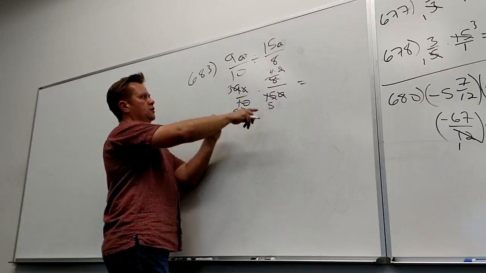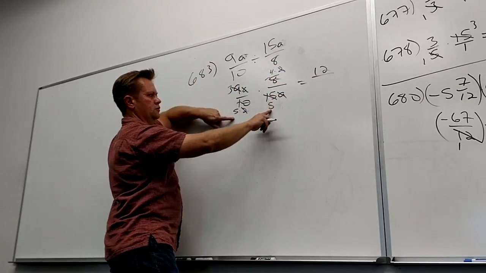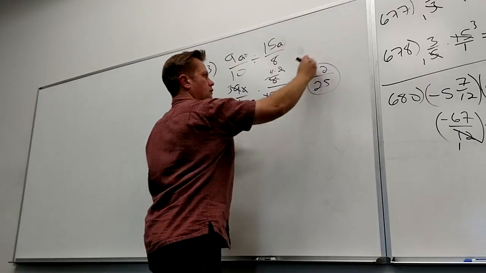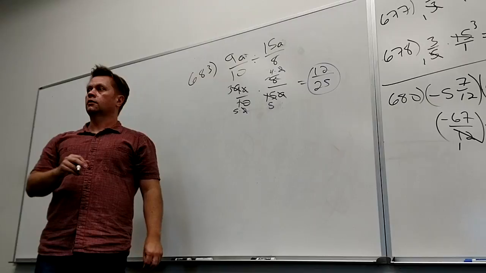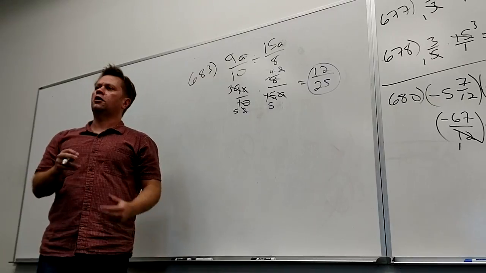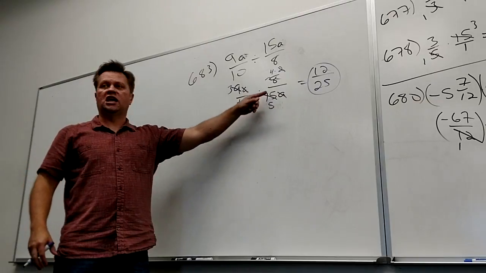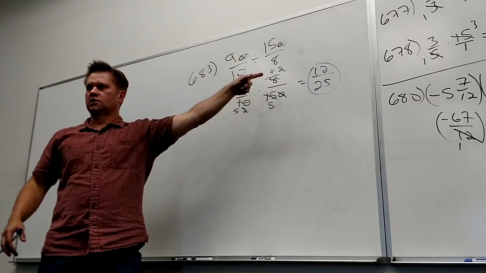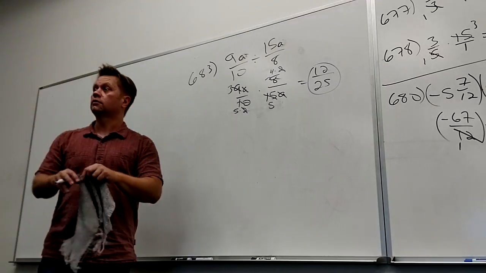You're gone, you're gone. 12 over 25. No, yeah, you cancel out the A's totally. Oh, you guys were like, don't let them die, I didn't want them to separate. They're dead. Is it because they're like terms?